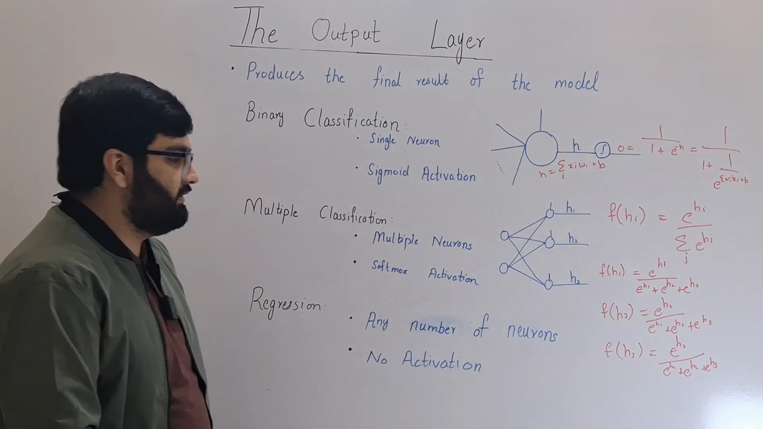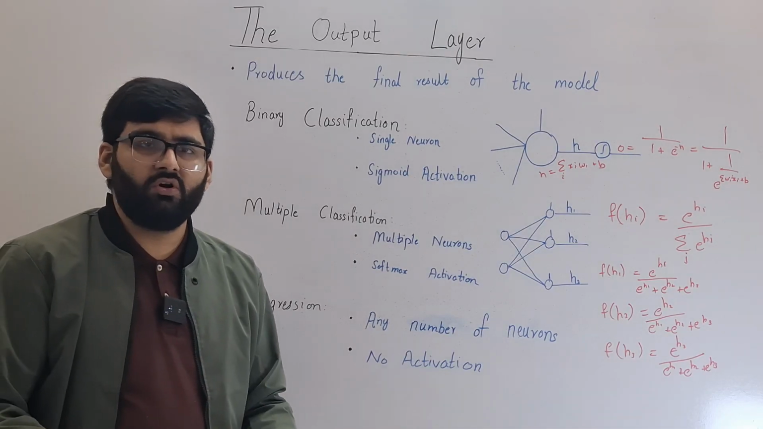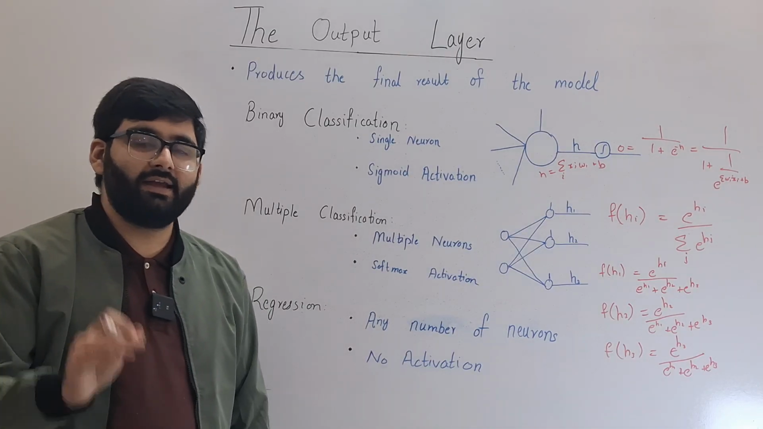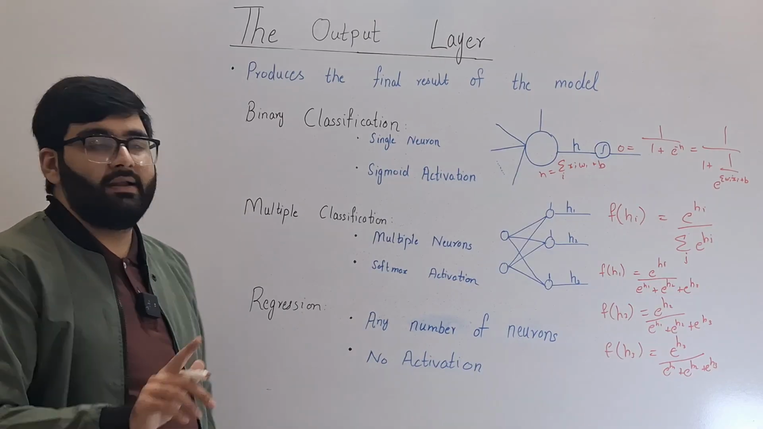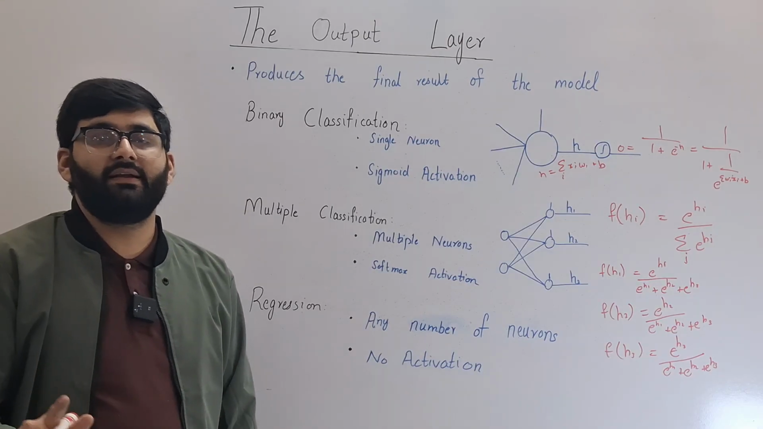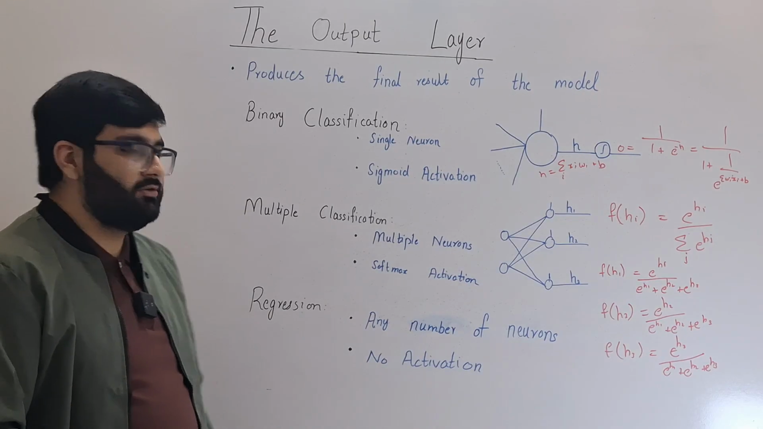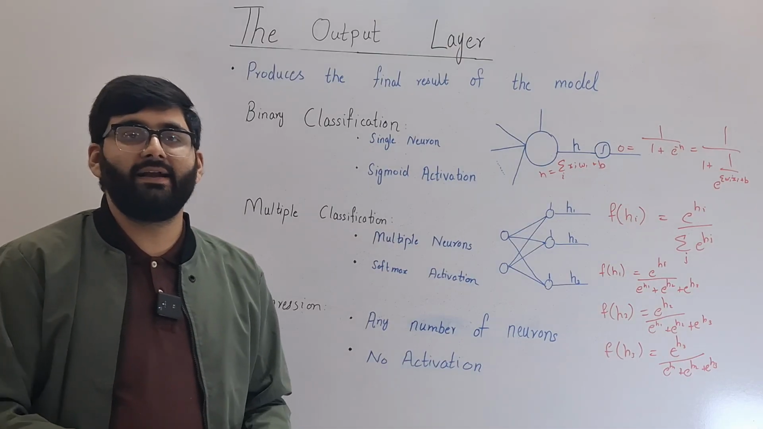In case of regression, the number of neurons can vary. It can be 1, 2 or anything, and no activation function is applied in case of regression model. No activation is also called identity activation.